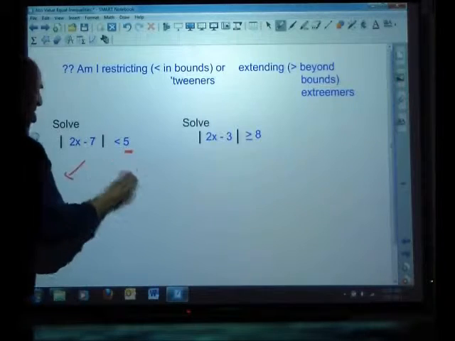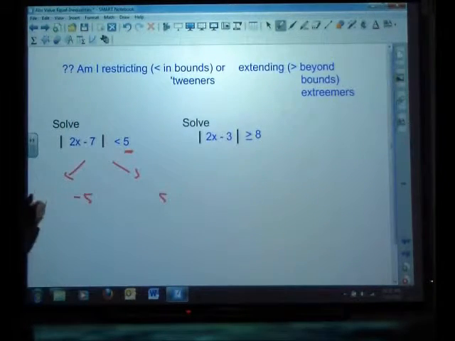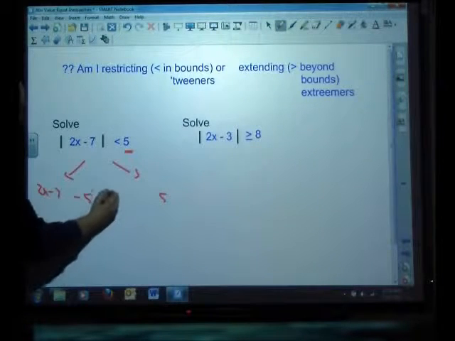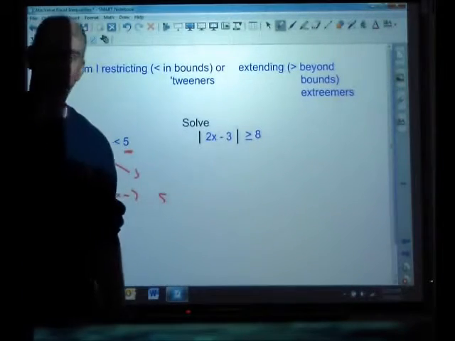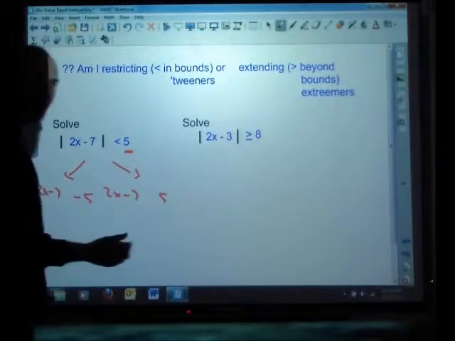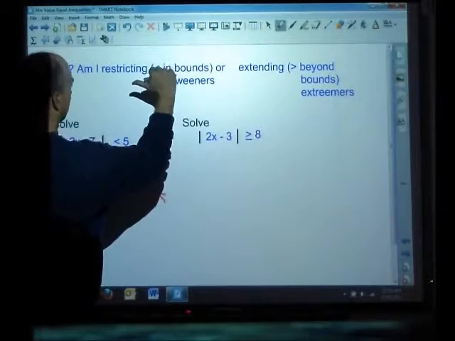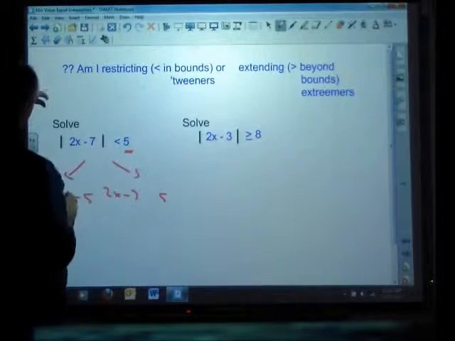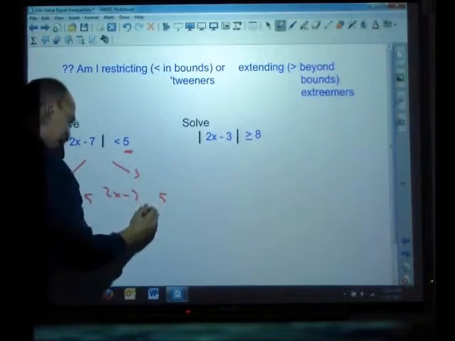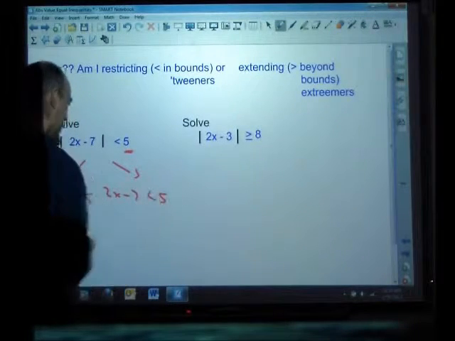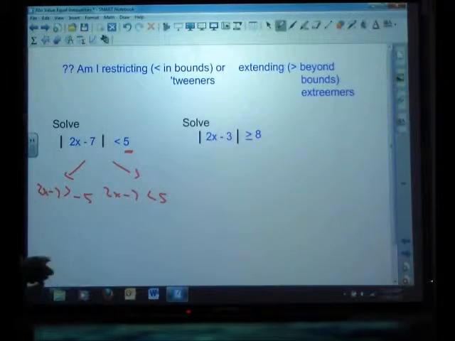So I like to split this off. I like to put -5 down here and +5, and then you have to say to yourself 2x minus 7, 2x minus 7, and you have to put the truth in between there. So you have to think. You can never eliminate thinking from math. Less than 5 from 0, I'm looking for tweeners. So I'm greater than -5, and I'm less than +5. And then I simply need to solve these inequalities.